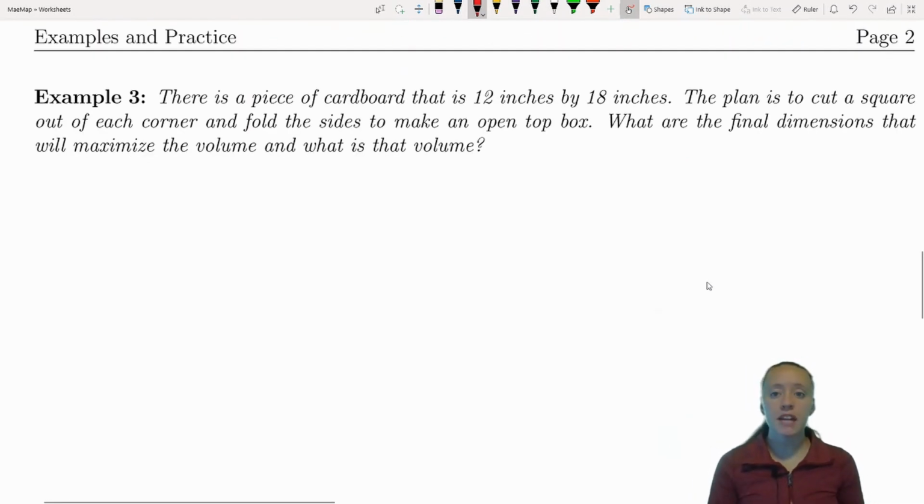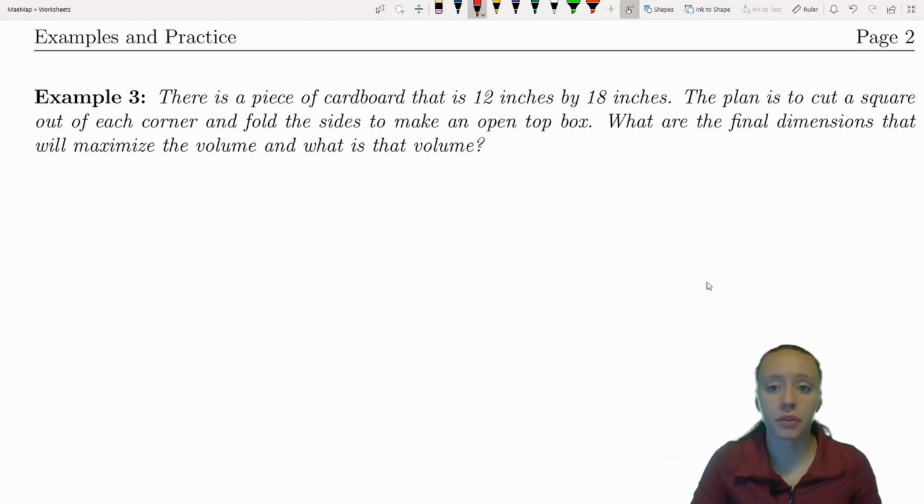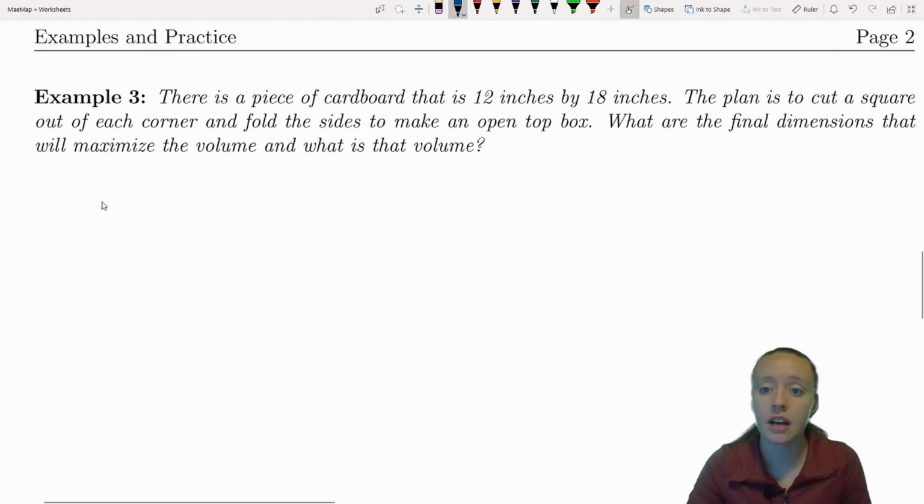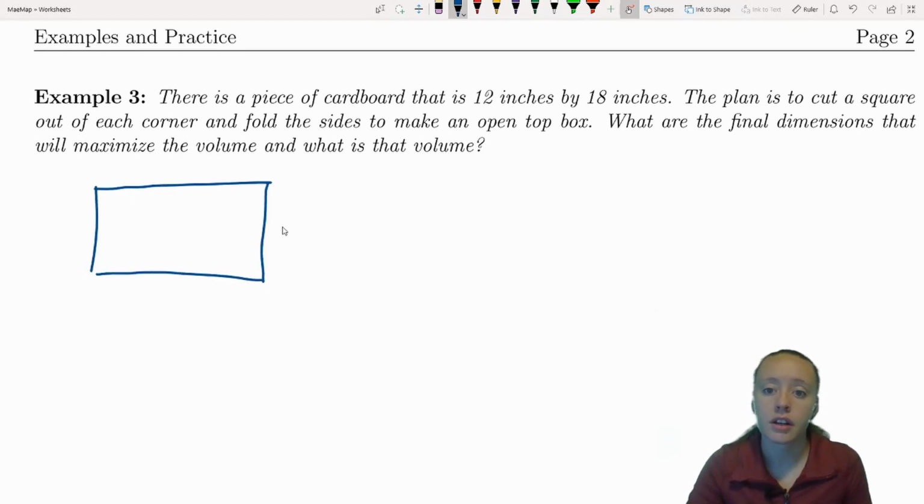Moving on to the second page, we're going to go on to example 3. In example 3, a picture is going to be super helpful. It says that there's a piece of cardboard that's 12 inches by 18 inches. So we have some rectangular cardboard that's 12 inches by 18 inches. I'll go ahead and start drawing this out. Here's our 12-inch side, and here's our 18-inch side.